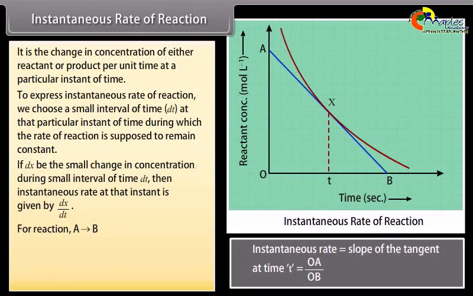For a reaction in which A tends to B, instantaneous rate is equal to dB/dt.